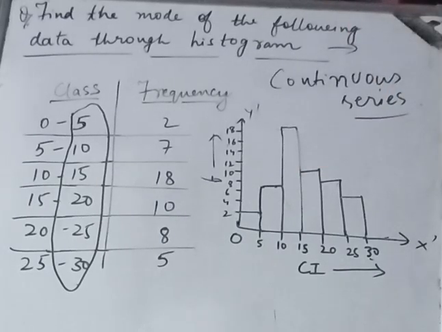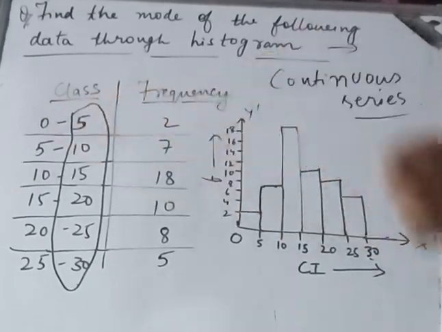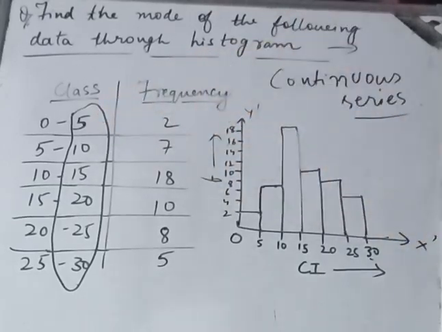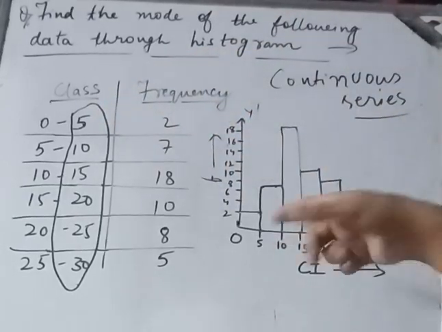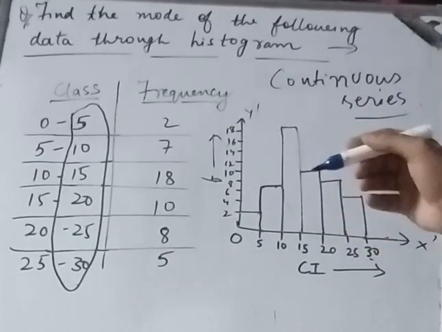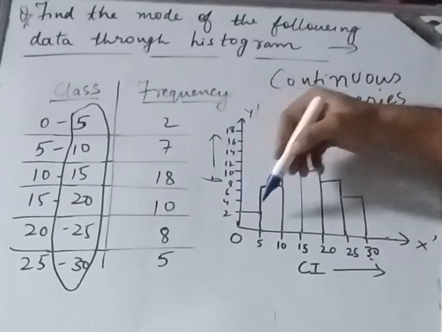As the multiples of 2. Now we're going to plot it accordingly. As you can see, from 0 to 5 the frequency is 2. So upper limit is 5 and the corresponding value of 5 is 2. So we're going to observe where the 5 is coming on the x-axis and where 2 is coming on the y-axis.